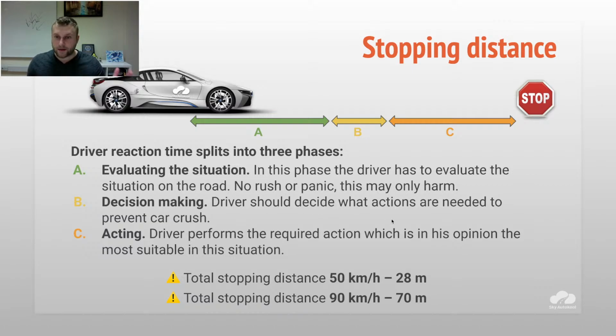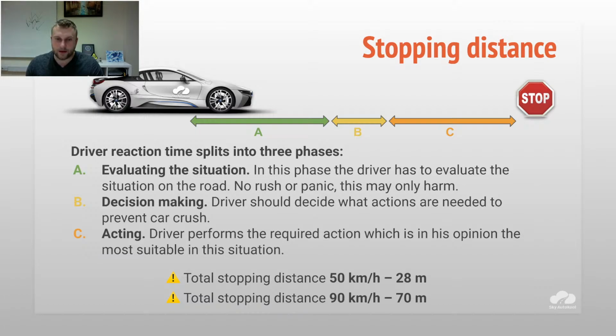So drivers should decide what actions are needed to prevent a car crash. And after that comes the acting. The driver performs the required action, which is in his opinion the most suitable in this situation. And in that case also, if you are acting, you are trying to push the brakes, right? Brakes also cannot react immediately. It also takes around 1 or 2 seconds to react. So basically now you have 4 or 5 seconds of doing nothing, basically, not reacting at all.